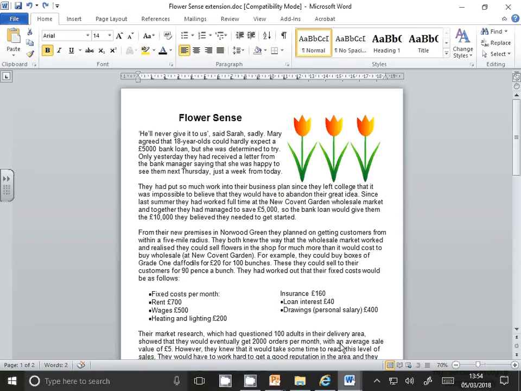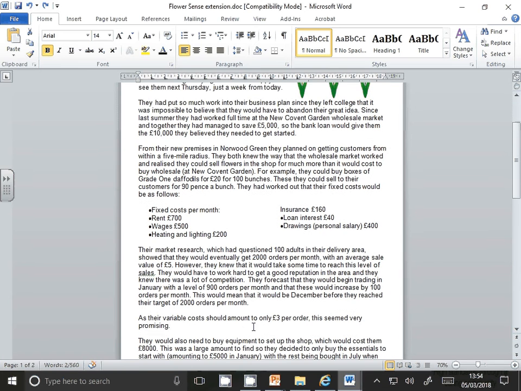Okay. Let's go and have a look at what the income is going to be from selling flowers in the first month according to their predictions. Well, if we read it, they think that they could sell an average sale value of £5. So each bunch of flowers is going to go for £5. So how many are they going to sell in January? Well, the market research, which questioned 100 adults, showed they would eventually get £2,000 per month. Okay, now the key there is eventually. That's not what they're saying they're going to get in January.